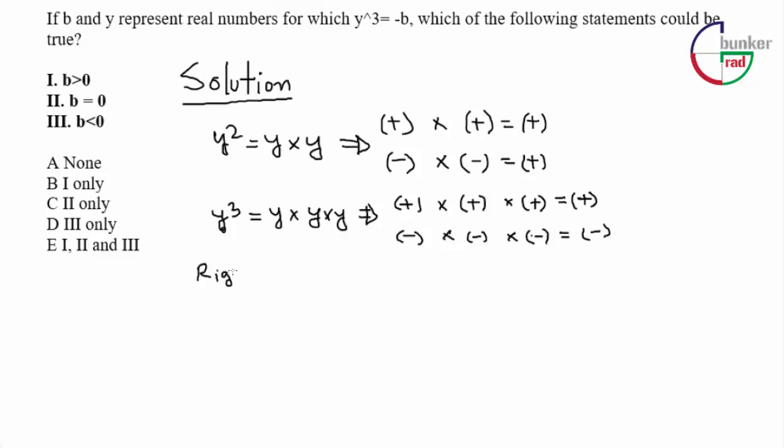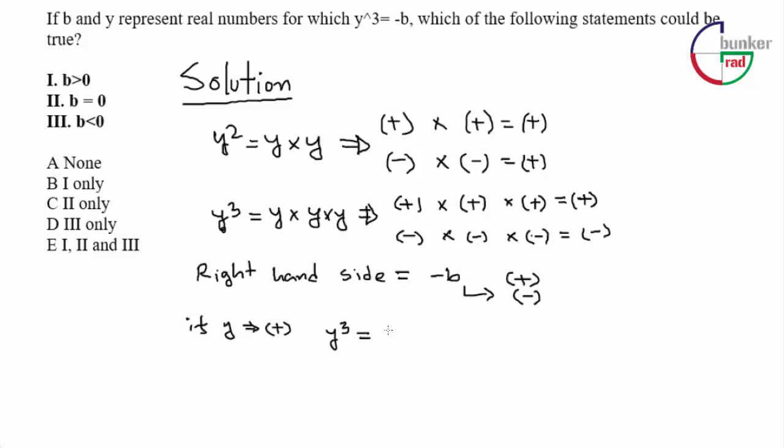So on the right hand side we have minus b. Now we have to consider that a negative sign is already here, but we don't know about b. It could be either positive or negative. Now if we take y equals a positive value, then y to the power 3 gives us a positive value. In that case b should be a negative value, so that the negative value of b and the negative sign will make it positive on the right side. So here b less than 0 is true.